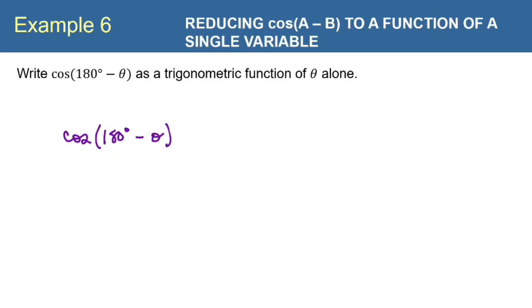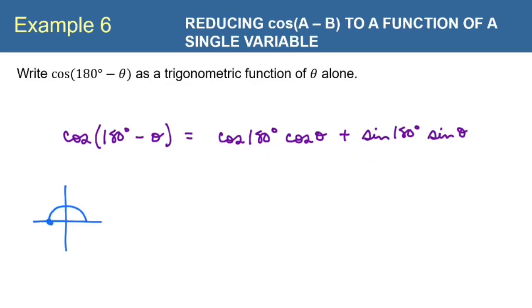And that would give us cosine of 180 degrees times cosine of theta plus sine of 180 degrees times sine of theta. And now all that's left is to plug our known values in here. So let's think about a 180 degree angle. That would be a quadrantal angle whose terminal side goes through the point (-1, 0). So the cosine of 180 degrees is going to be -1.